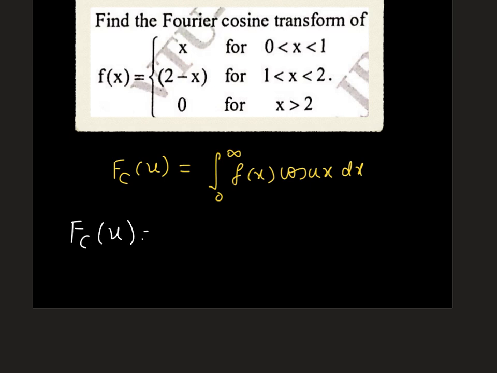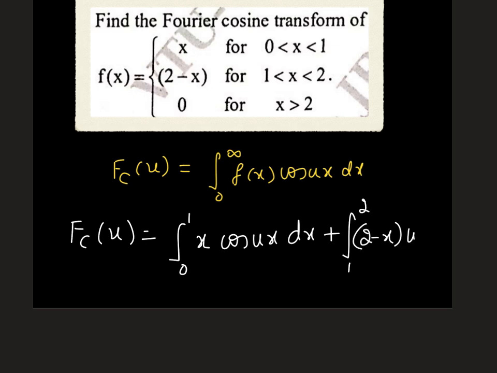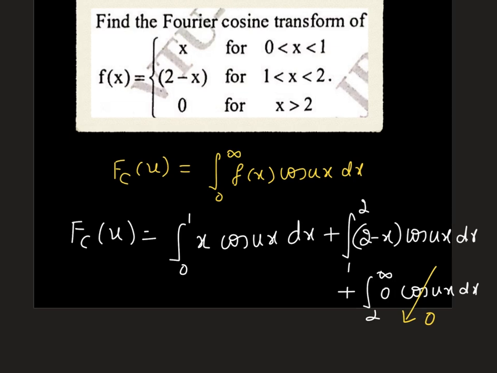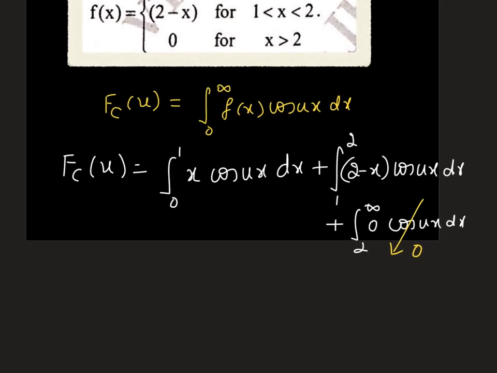So Fc of u, first I'll take 0 to 1. There the function is x cos ux dx. Next I'll take 1 to 2. There the function is 2 minus x, and I'll write cos ux dx. For the remaining 2 to infinity, the function is 0, so that integral is 0 because the integrand is 0. Remaining, let us start integration by taking x as u and cos ux as v. In the next integral, 2 minus x is u and cos ux is v.